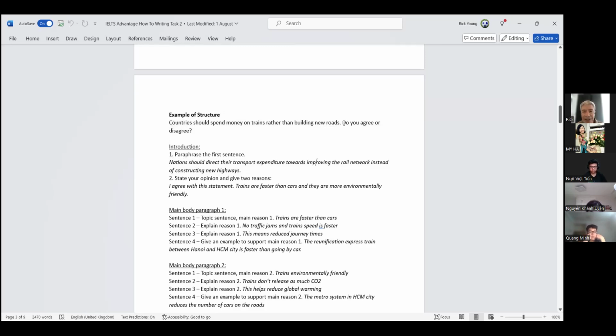So this is my first sentence of my introduction, which is a paraphrase of this. There are many different ways I could have paraphrased this. This is just one example. Second part of the introduction: remember I have to state my opinion and give two reasons. Can you read my opinion, please? I agree with this statement. Sorry, I can hardly hear you. Can you speak more loudly, please?